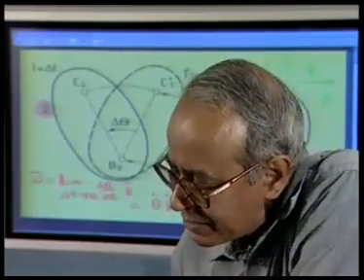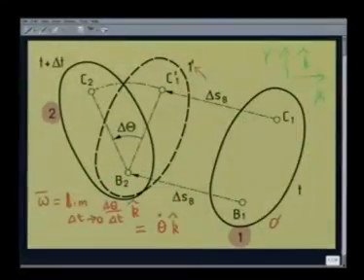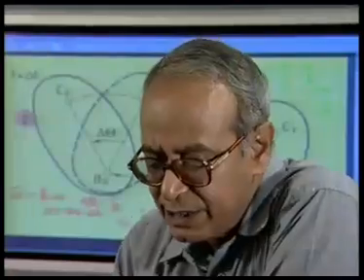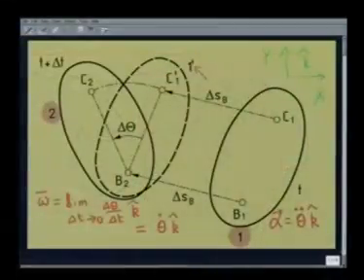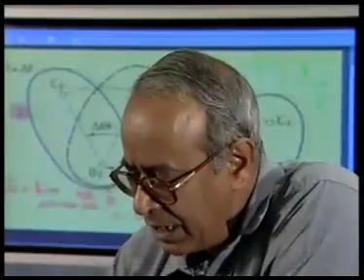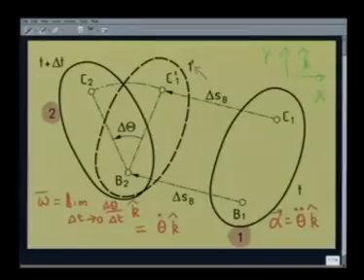Similarly, the angular acceleration of this can be written as alpha, which is the second derivative of theta with respect to time, that is theta double dot, in the direction k. So, this is what we mean by the general plane motion of the rigid body in the xy plane with angular velocity vector omega and angular acceleration vector alpha.